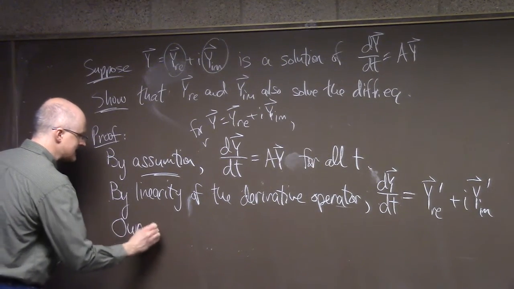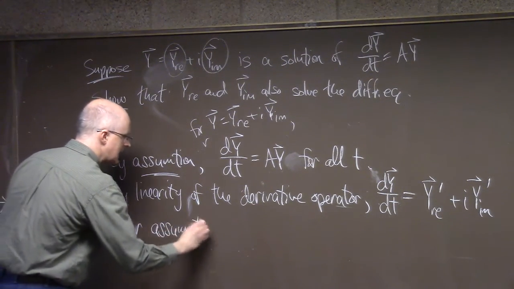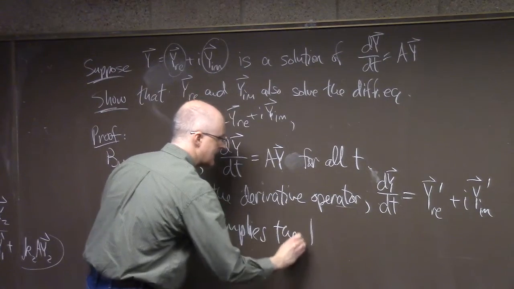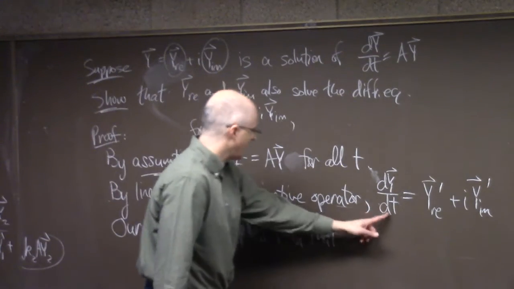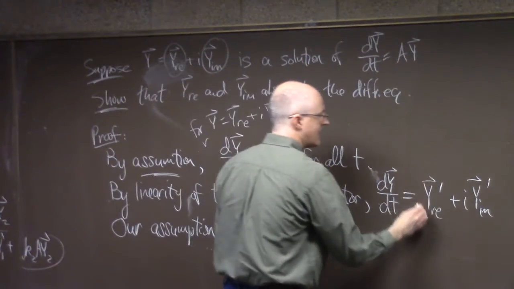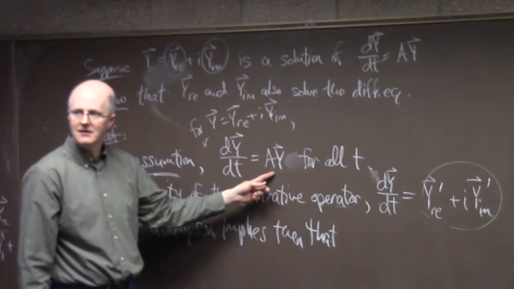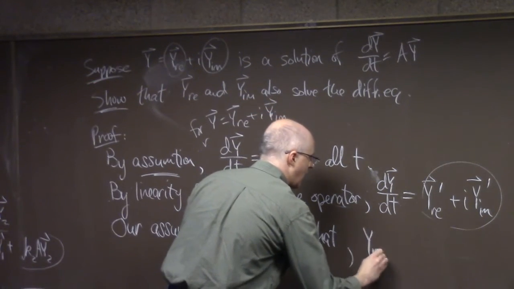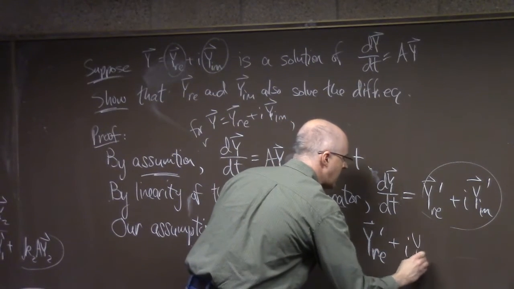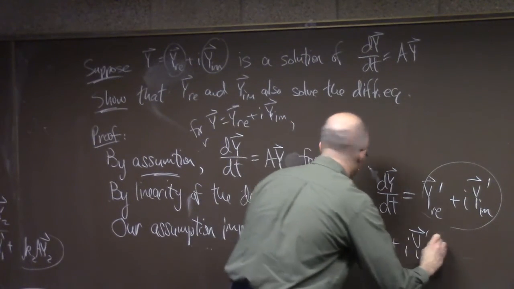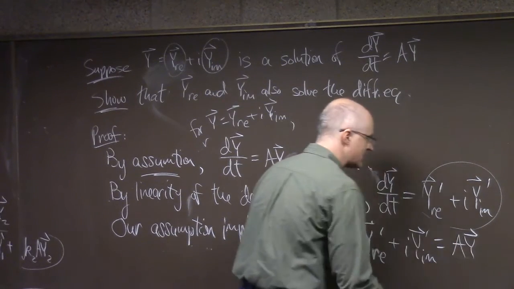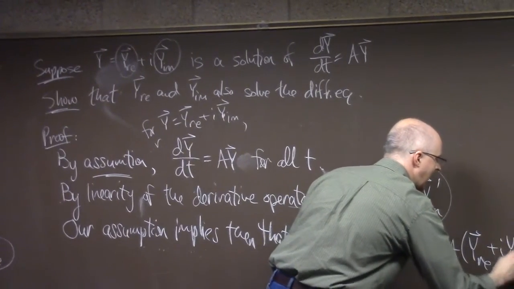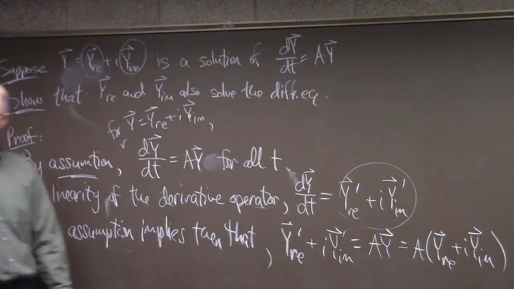Our assumption implies then that, well, dy/dt equals A times y. In other words, this thing equals A times y. Y_re prime plus I Y_im prime equals A times y. But what is A times y? It's A times Y_re plus I Y_im, because that's what y is.